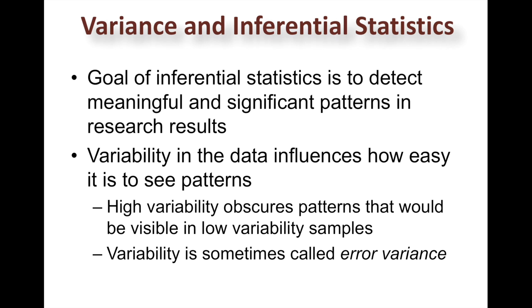Okay. So again, the goal of the inferential statistics is to detect meaningful and significant patterns in research results. And the variability or differences found among those scores influences how easy it is to see patterns. If you have high variability, or if those scores are all over the place, it really obscures patterns. It's hard to see what the pattern is if the scores are just all over the place. But low variability increases that ability to see patterns and trends. Okay. Oh, and sometimes variability is called error variance. So don't get thrown if you see that in a textbook somewhere, error variance.